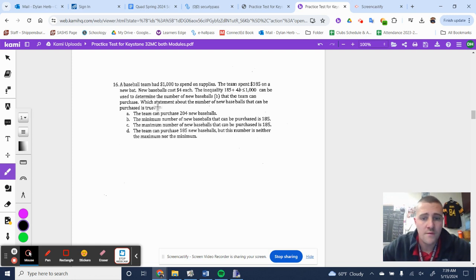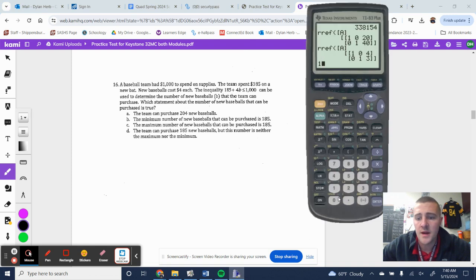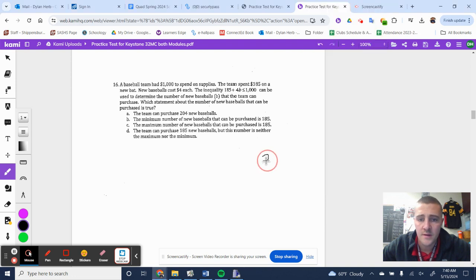So we can solve that. We can subtract the 185 from both sides. So it'd be 1,000 minus 185, and then I'd be dividing that by 4. It looks like just 203.75. And my B would be on the left, and my sign would still be the same because I did not divide by a negative. So baseballs are less than or equal to 203.75.